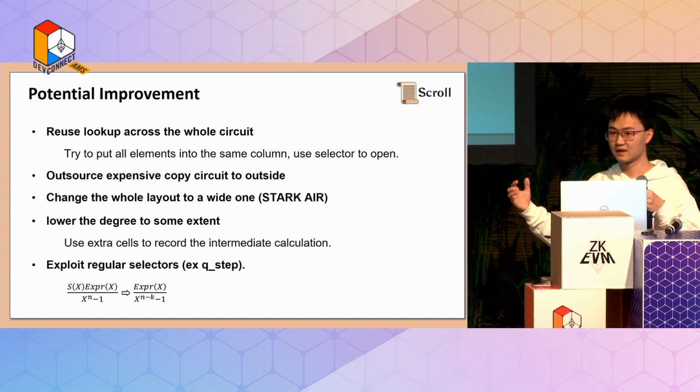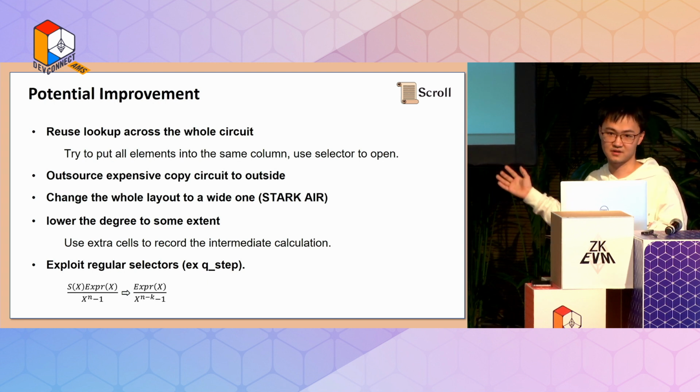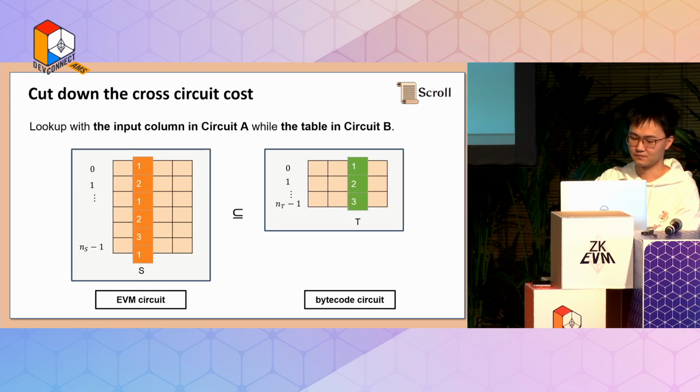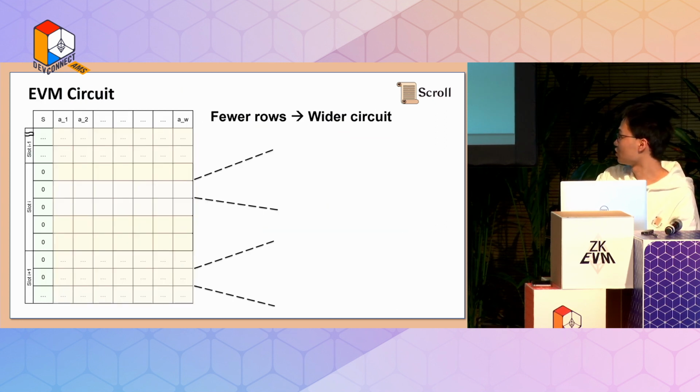For example, the widest one is something like STARK AIR, because you do row transitions. Also, you can lower the degree to some extent, so that it lowers the maximum degree of your custom gates and you can do a smaller-size FFT. And maybe you can outsource each row to some other circuits.